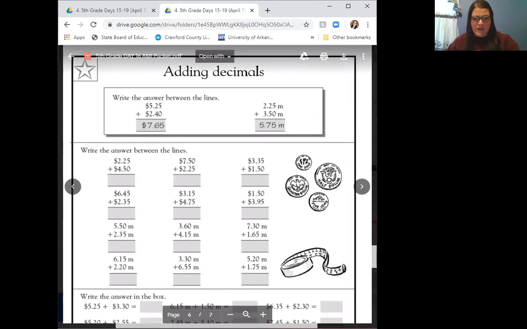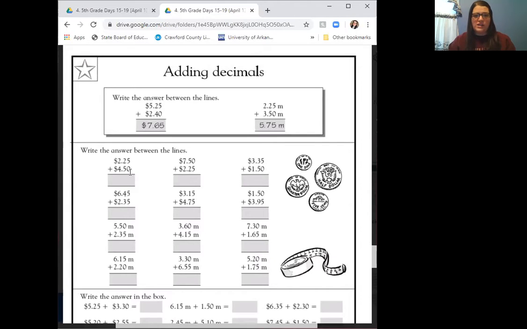So let's look at this first problem it gives you. $2.25 plus $4.50. When you add or subtract with decimals, you line up the decimal points. That's the key part of what I want you to know about adding decimals. When you add or subtract decimals, you line up the decimal points. So we have $2.25, and this just happens to be asking you to add money, and $4.50, and it wants you to add it together.